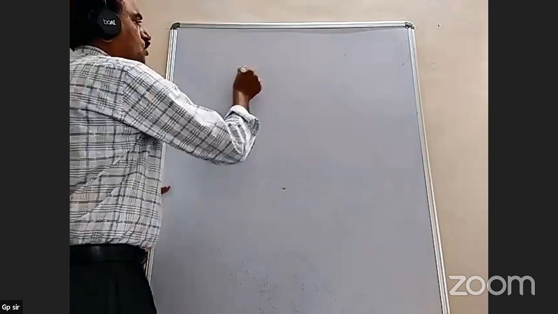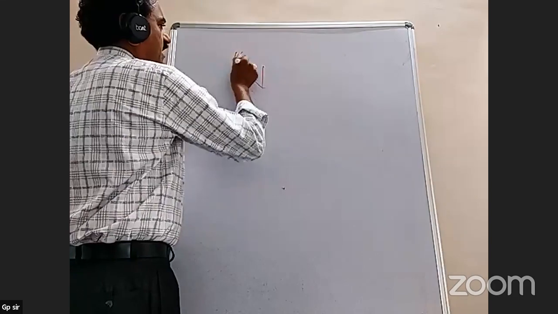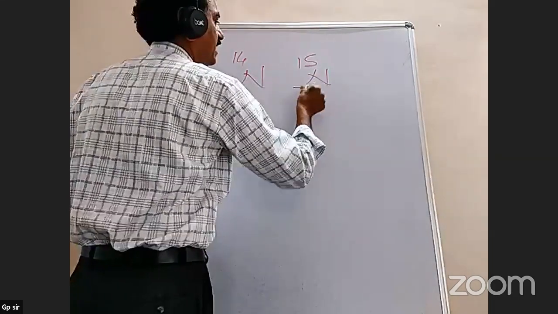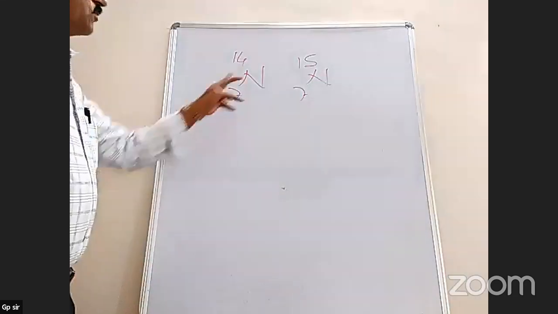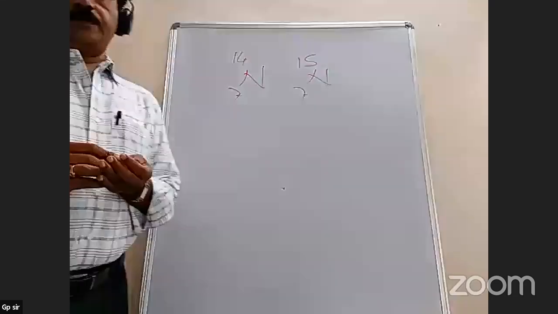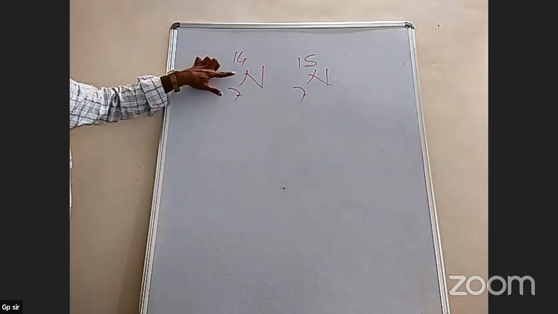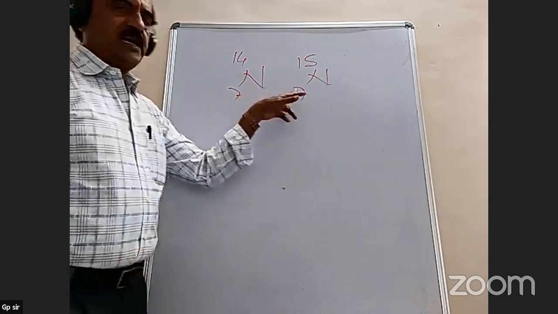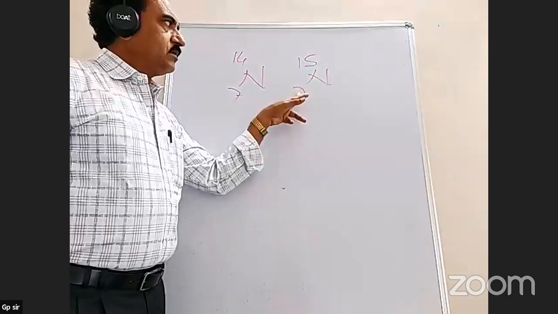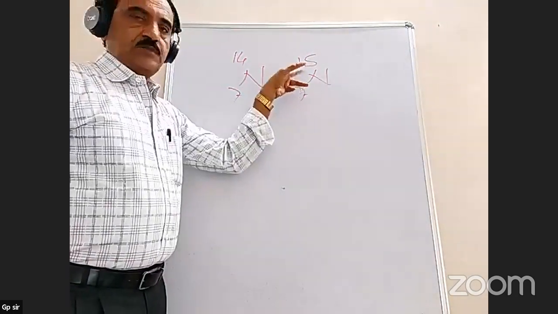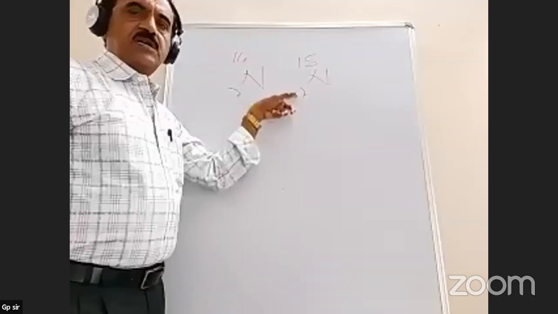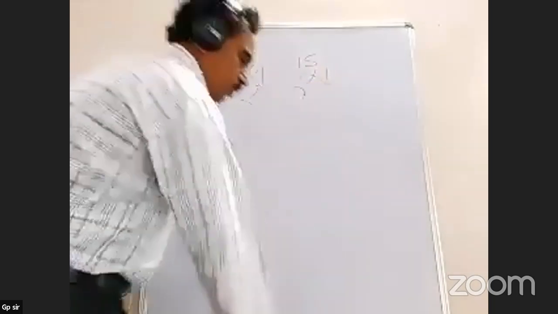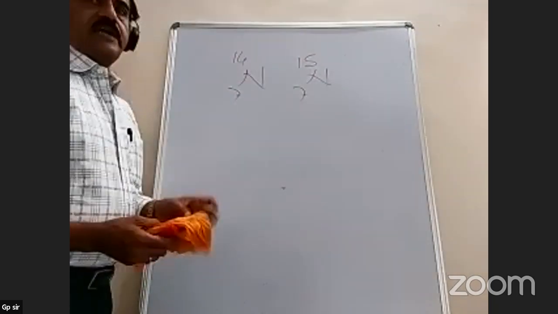Nitrogen has 2 isotopes, that is N14 and N15. What is the difference? N14 has 7 protons, 7 neutrons, and 7 electrons. N15 has 7 protons, 7 electrons, and 8 neutrons, 15 minus 7. Mass number minus atomic number is the number of neutrons. So it has 8 neutrons. These are the two isotopes of nitrogen.